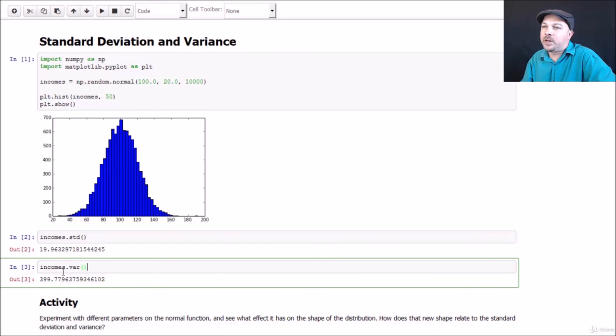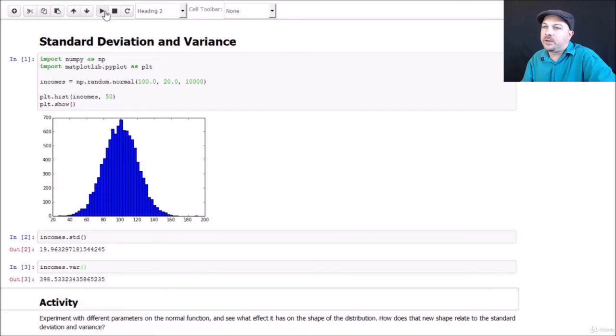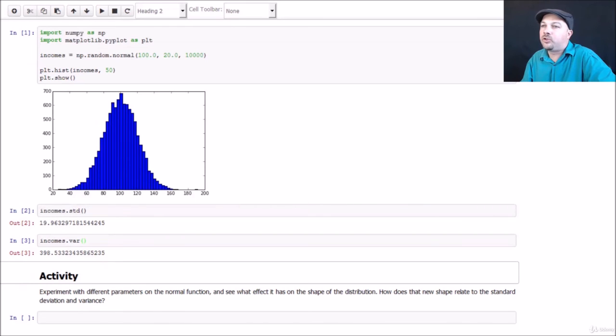And the variance is just a matter of calling .var, which comes out to pretty close to 400, which is 20 squared, right? So the world makes sense. Yay. Standard deviation is just the square root of the variance, or you could say the variance is the standard deviation squared the other way around, and sure enough, that works out. So the world works the way it should.